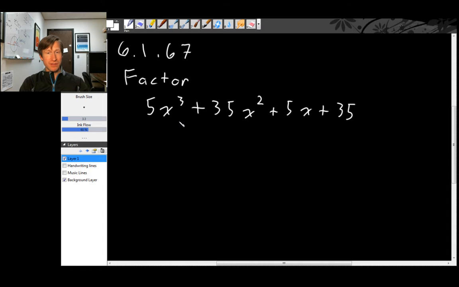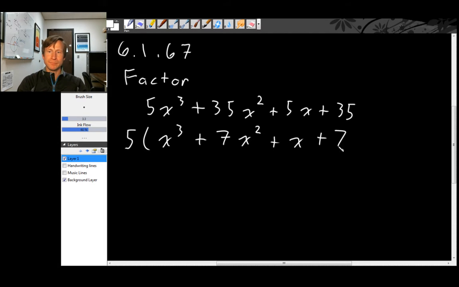But even with polynomials of degree 3, the first thing you should do is think about factoring out common factors. Looking at all of these coefficients, they're all divisible by 5, so let's start by factoring out the factor of 5. So let's pull the 5 over here. That's going to leave behind x cubed plus, let's see, 35 is 7 times 5, so x cubed plus 7x squared plus x plus 7.